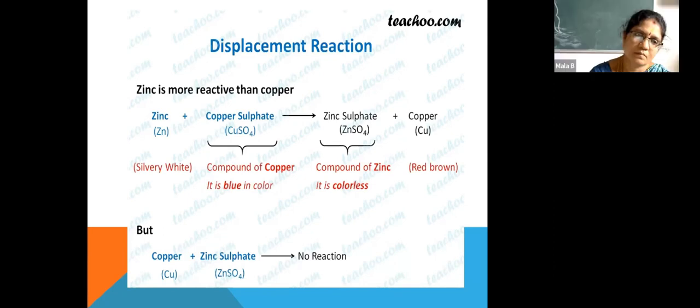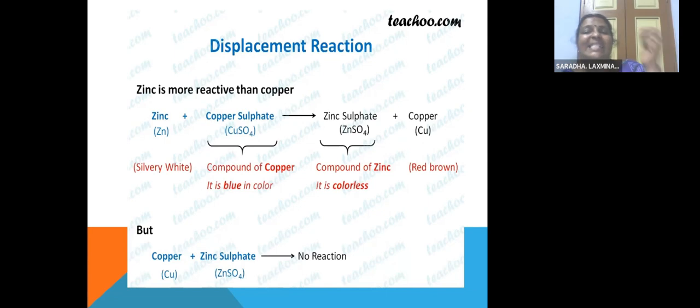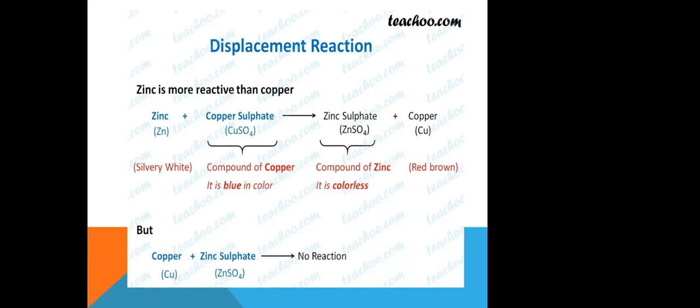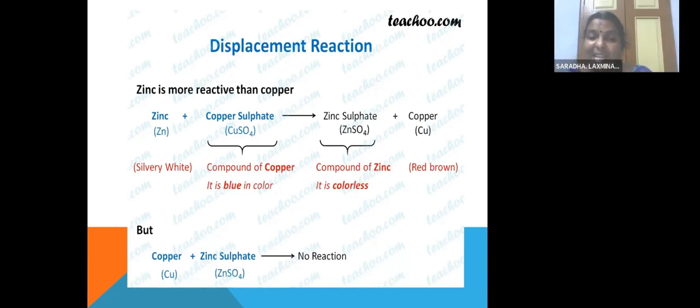No. Why will there not be a displacement reaction? Because copper is less reactive than zinc. So two things the child has understood. Copper is less reactive than zinc, and zinc is more reactive than copper. Am I clear, teachers? Is it clear? So zinc is more reactive than copper, and copper is less reactive than zinc. So copper cannot displace zinc, whereas zinc can displace copper.